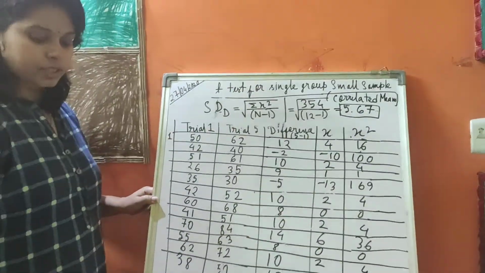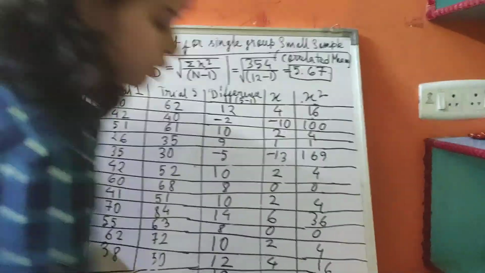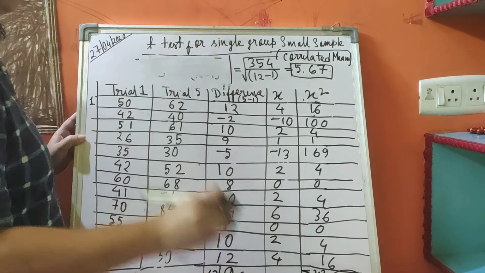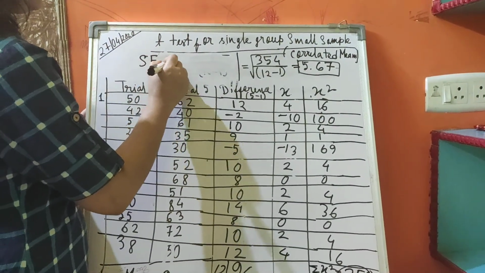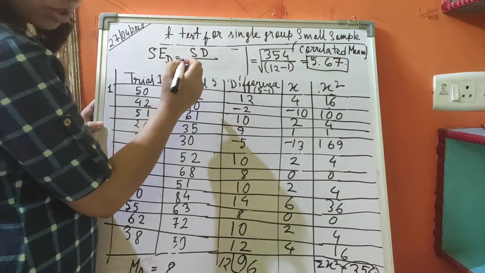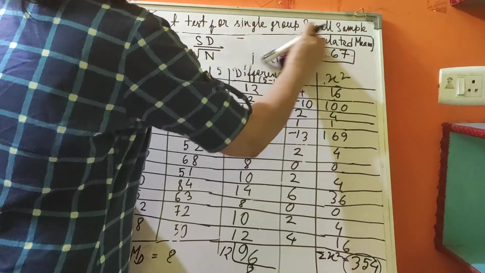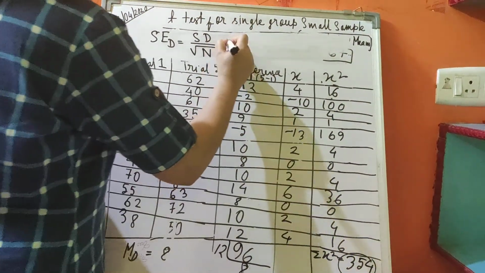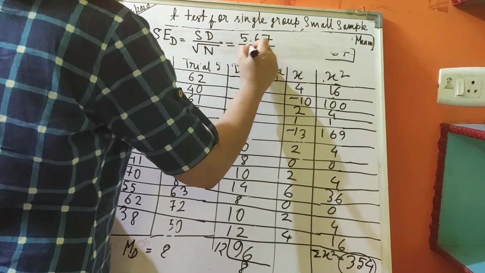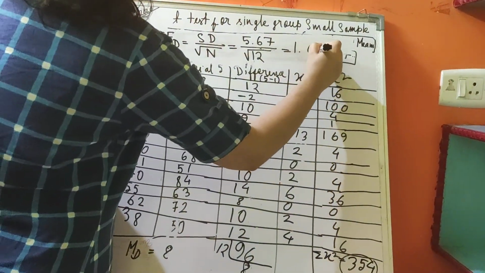Now we need to calculate the standard error of difference. We will calculate it by the formula: standard error of D is equal to SD divided by square root of n. So SD we obtained here is 5.67 and n is 12. So the value will become 1.64.